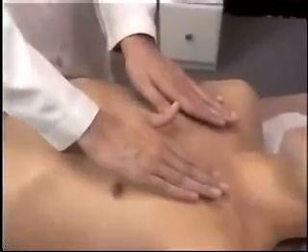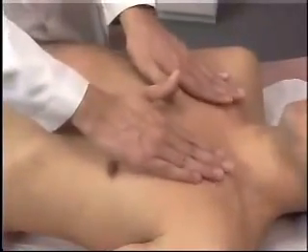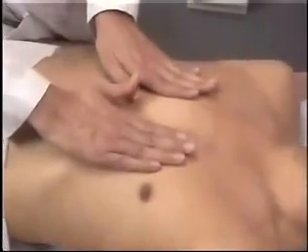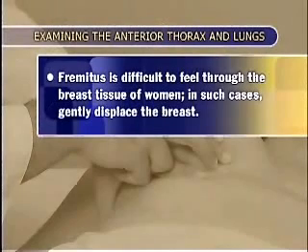Next, palpate for tactile fremitus. Say 99. As the patient repeats 99, compare symmetrical areas. Using the edge of the hand to detect vibrations is also common. Because fremitus is difficult to feel through the breast tissue of women, in those cases, you may need to gently displace the breast.